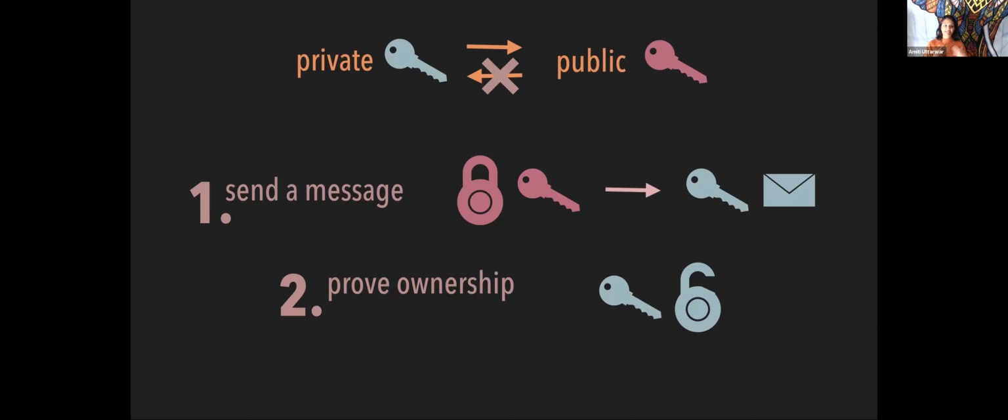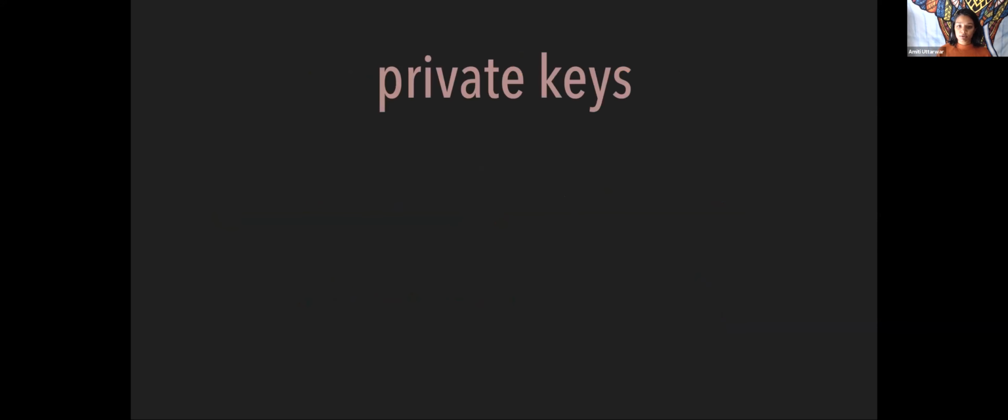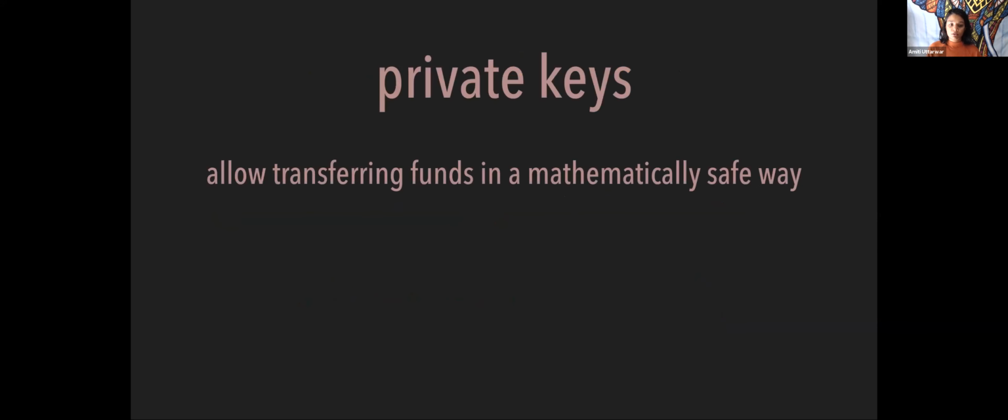So this makes sure I can send it in a way that nobody else can see it, and this makes sure that she can open it, and she's the only one who is able to actually open it. And this second one is called a digital signature. So what this enables is sending money in a way that's digitally safe. And it relies on math and cryptography in order to enable that.